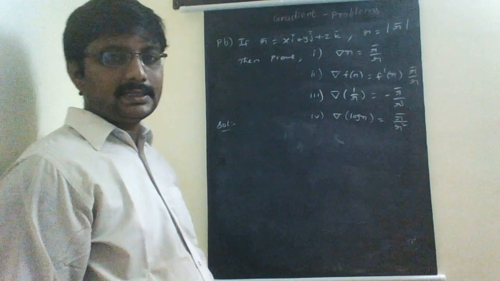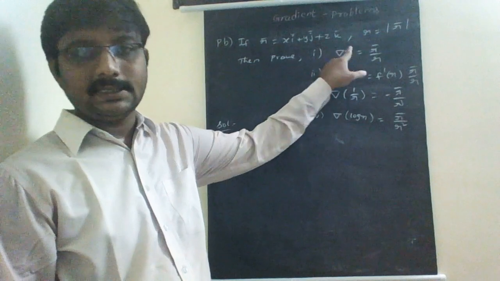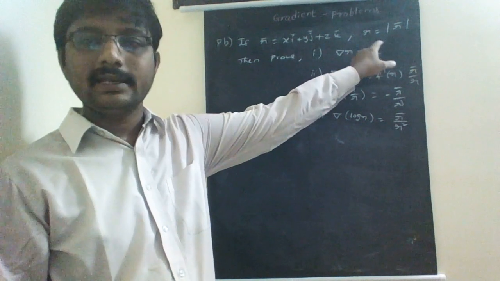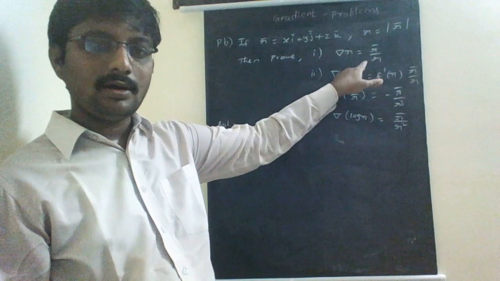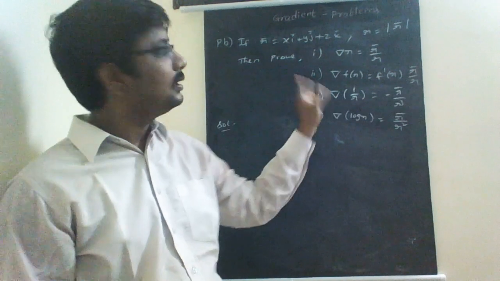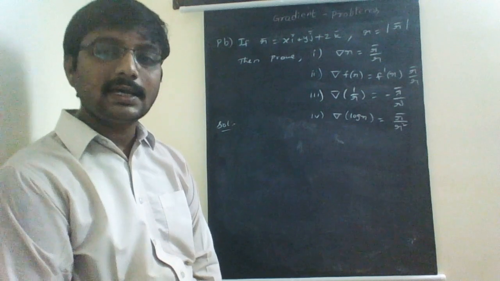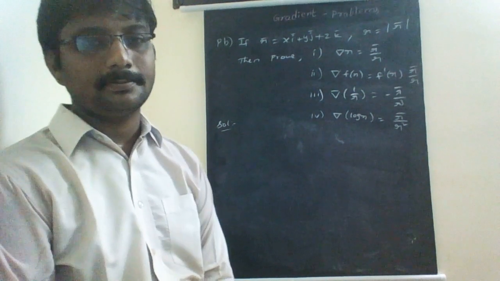So the problem is, if r bar is xi bar plus yj bar plus zk bar and r is the modulus of r bar, then we have to prove that del r is r bar by r, del of f of r is f dash of r into r bar by r, del of 1 by r is minus r bar by r cube, and del of log r is r bar by r square.